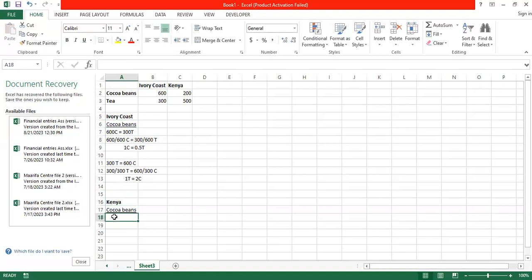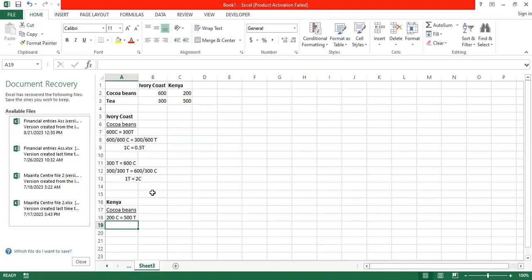Somebody, anybody, help me out on this one. So we want the price of cocoa beans here in Kenya. I will start with cocoa beans, which is, we are going to say 200 C is equal to 500 T. All right. Then to get the price now, we start with cocoa beans.